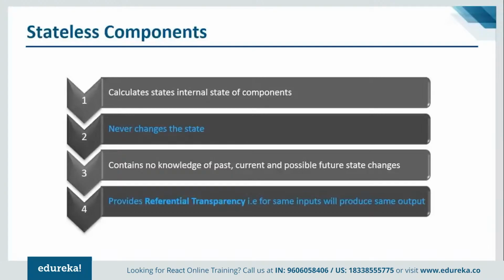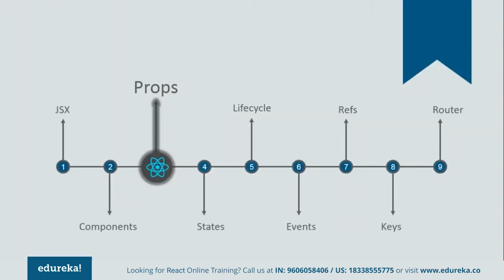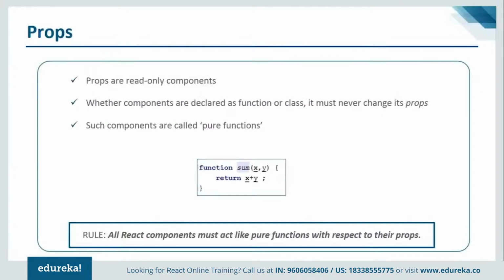Now, I hope you have a fair understanding about the components. So now, let's move on to our next topic, that is props. The simplest way of describing props would be to say that they function similar to HTML attributes. These are the read-only components which provide configurational values. Thus, by using the props, we can always pass data from a parent component to a child component.